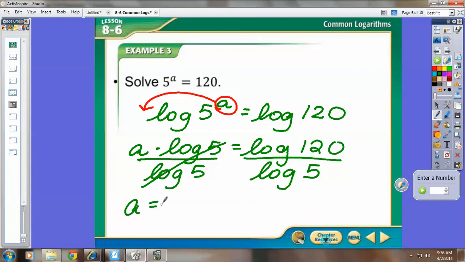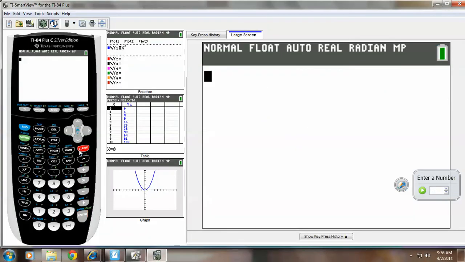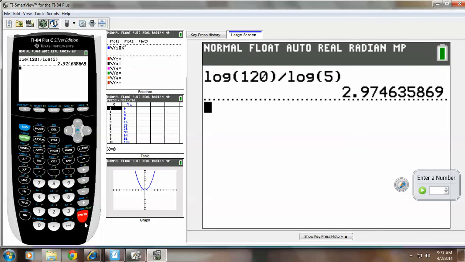Can we calculate that on our calculator? Of course we can. So I have log of 120 divided by log of 5. 2.9746.